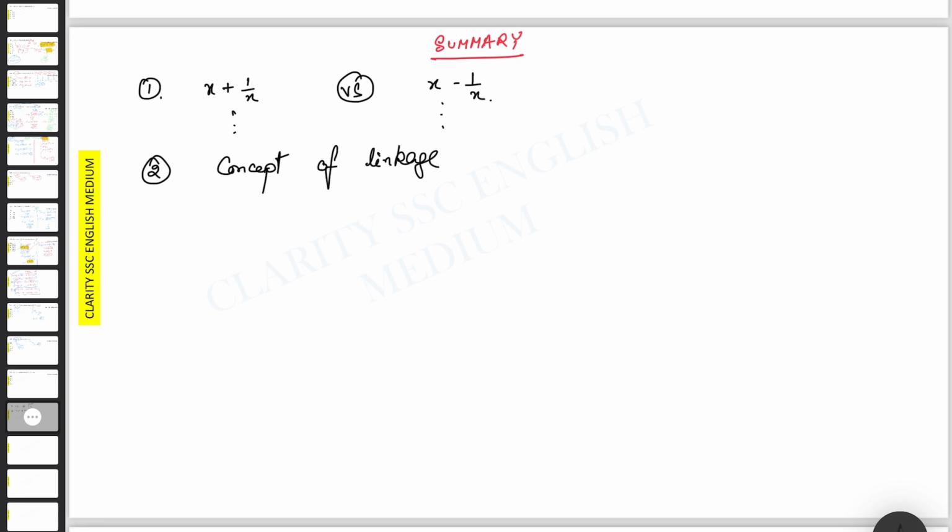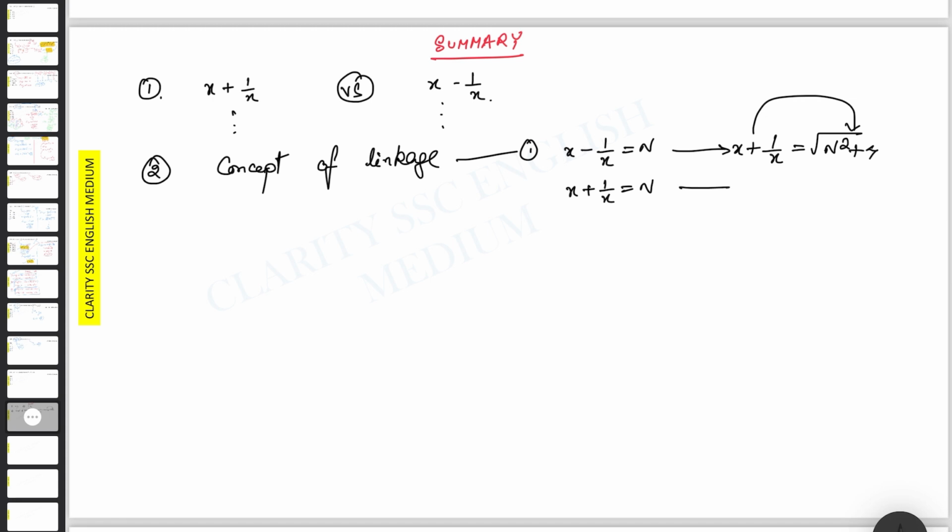In the concept of linkage, I have given you two things. That means if x minus 1 by x is equal to n, then x plus 1 by x is equal to root over n square plus 4. Plus will come here. And if x plus 1 by x is equal to n, then x minus 1 by x is equal to root over n square minus 4. This is the first part of the concept of linkage.